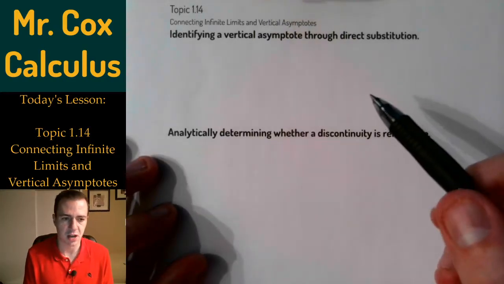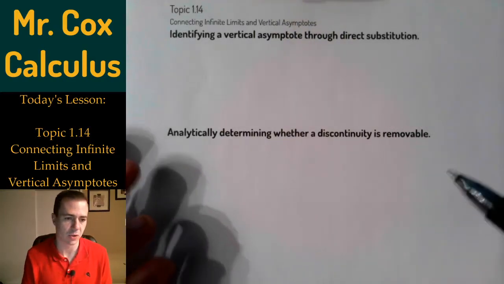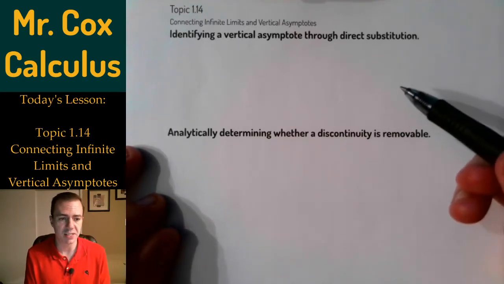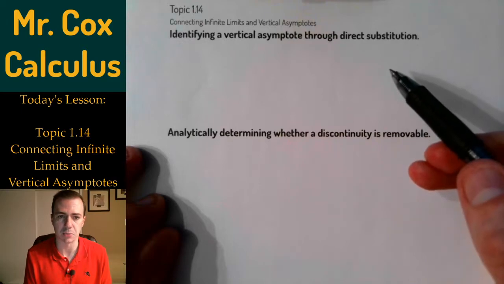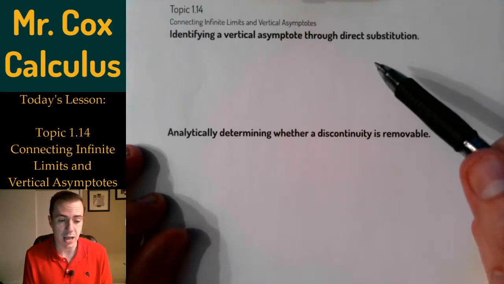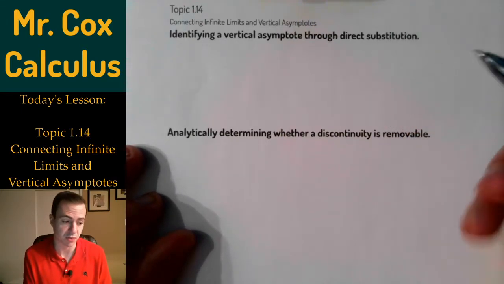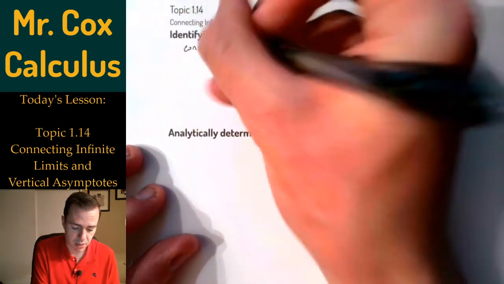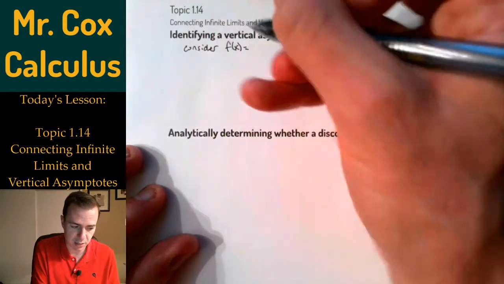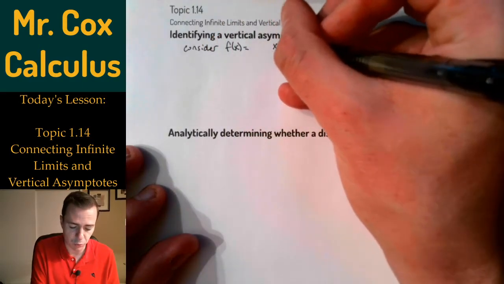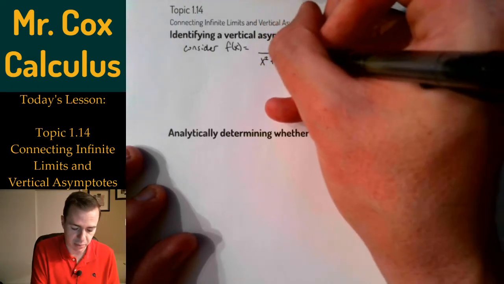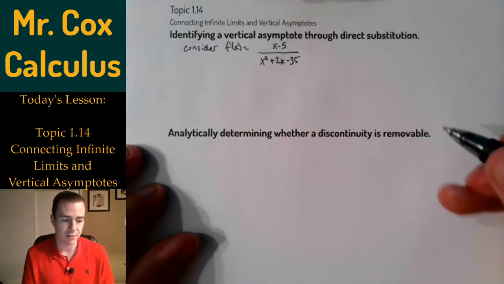So let's spend this topic talking about the idea of vertical asymptotes. It's already come up a couple of times in this class, but we can tell whenever a function has a vertical asymptote really just by looking at what happens when we use direct substitution for that particular value. So let's consider the function f of x equal to x minus 5 in the numerator divided by x squared plus 2x minus 35 in the denominator.